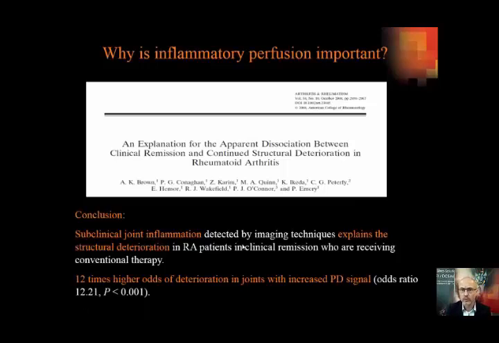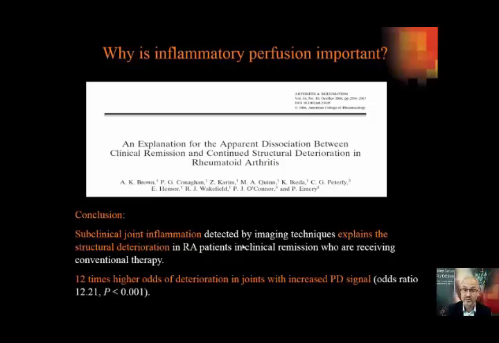So, why is this important? Well, perfusion is important. We have always believed this, but it's really underlined by a heavily cited publication from 2008 from the Leeds group, where they showed that subclinical joint inflammation assessed by imaging, MRI and ultrasound, explained structural deterioration in rheumatoid arthritis patients in clinical remission who received conventional therapy.